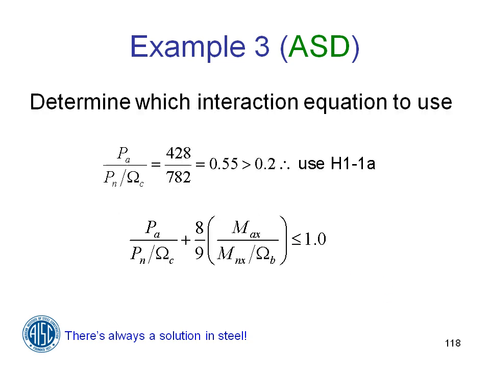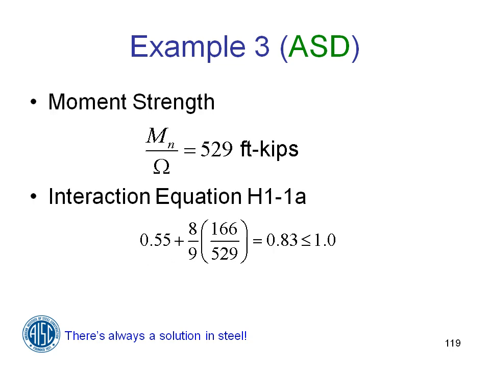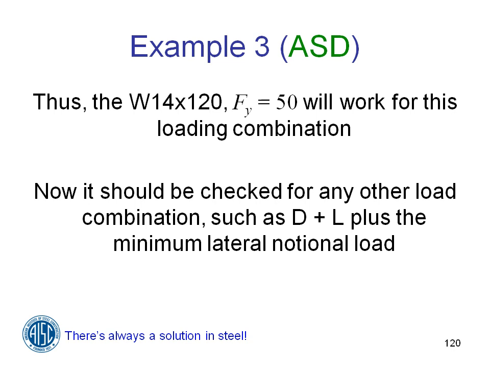We check our interaction diagram. We find, again, we're using equation H1-1A. And so with a moment strength of 529 foot kips, the column has an interaction equation value of 0.83, less than 1. So it works. So what we've determined is it works for that loading combination. Now it has to be checked for any other load combination.